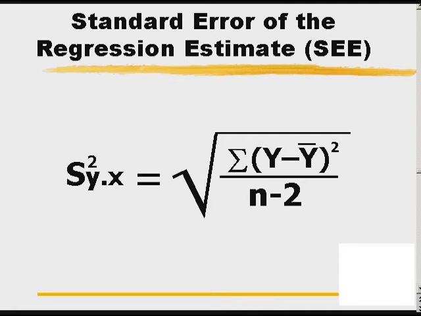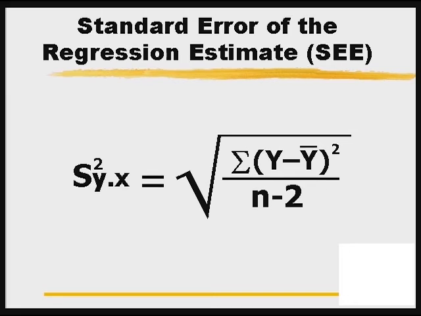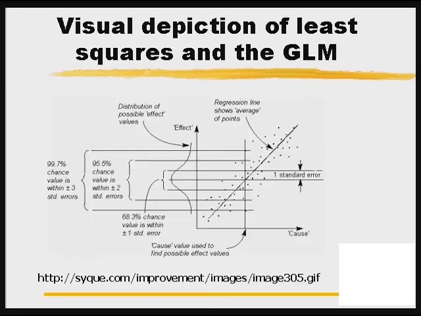You would find the value of that t in the t distribution in the tables at the end of the book. So if we look at it in another way, this is each individual person's score. This is the regression. On the y-axis right here, this is the distribution of the possible effects. And here we have one standard error, the standard error of the estimate. This means there is a 68% chance the value is within one standard deviation. What do we mean by 68% of the value?